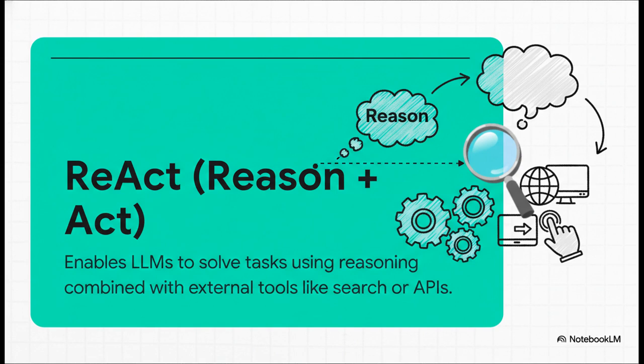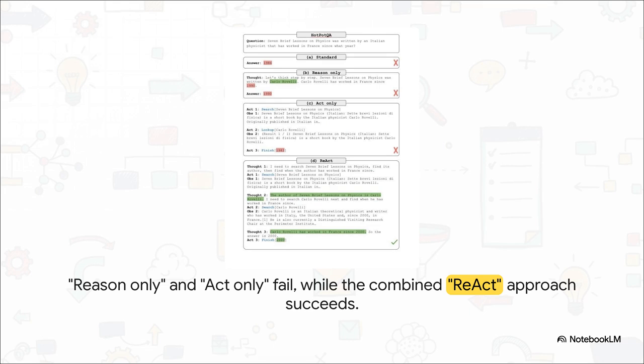This is incredible. It lets the model create a plan and then actually act on it, like doing a web search. Then it can look at the search results and update its plan. It's this powerful loop. Think, act, observe, and then think again. This example just shows it all perfectly.